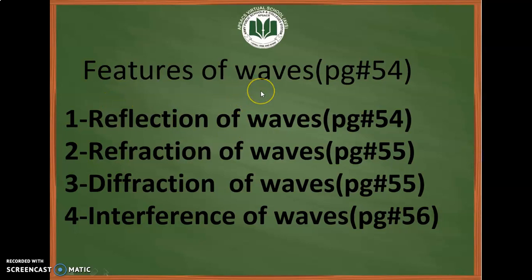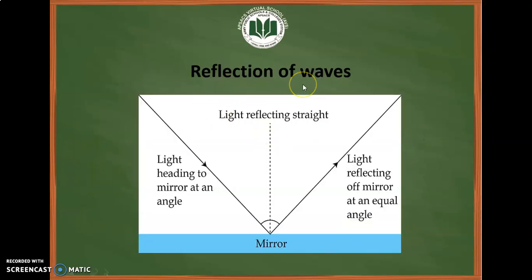The features of the waves are reflection of the waves, refraction of the waves, diffraction of the waves and interference of the waves. Now what are these terms? Reflection of the waves. When you see yourself in a mirror, this is the reflection of light. What happens when the light hits the boundary of the mirror? Its direction is changed. It is reflected. This is known as reflection.